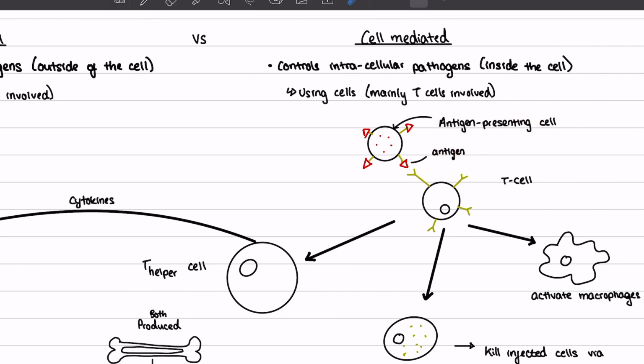So what is an antigen-presenting cell? These are phagocytes which have engulfed the infected cells and taken the pathogen's antigens and incorporated it into their own membrane. So the immune system can now detect the phagocyte as foreign.